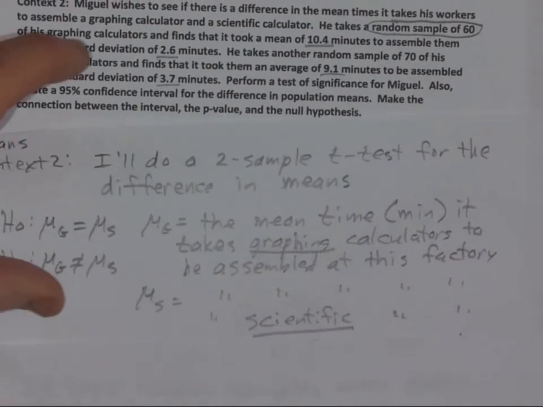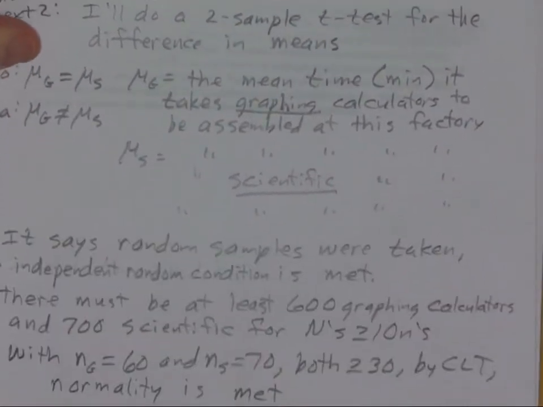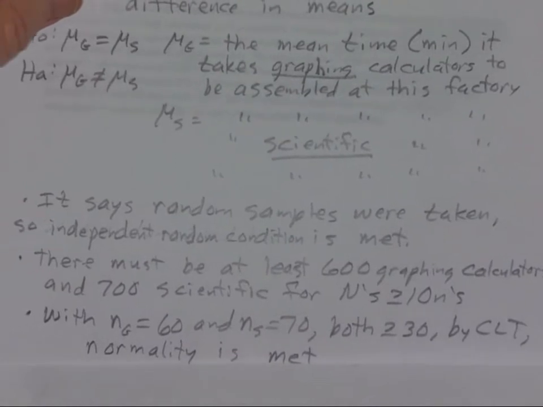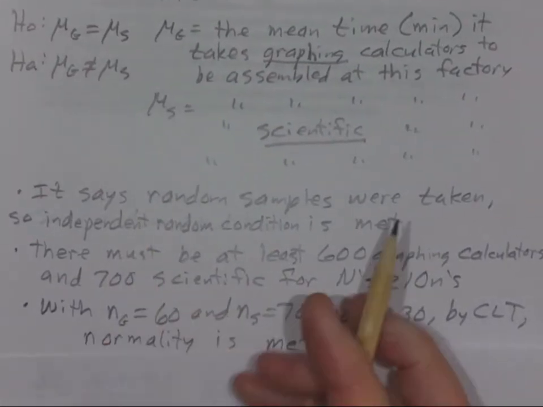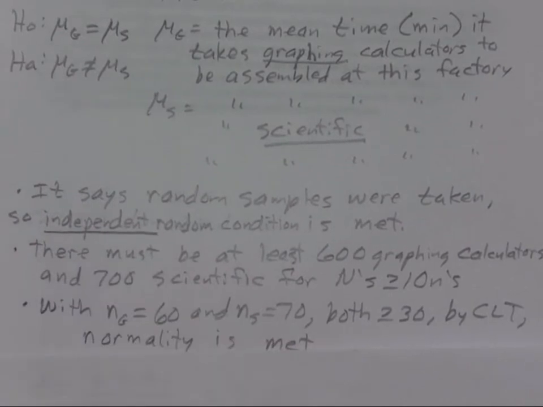All right, and then we check conditions. Now this is a two-sample deal, so it is I-S-I-N, in other words, independent random. It says that random samples were taken, so the independent random conditions are met. Of course, the random samples ensure that we get a representative population and help even out the influence of any variables going on. All right, here's independence.